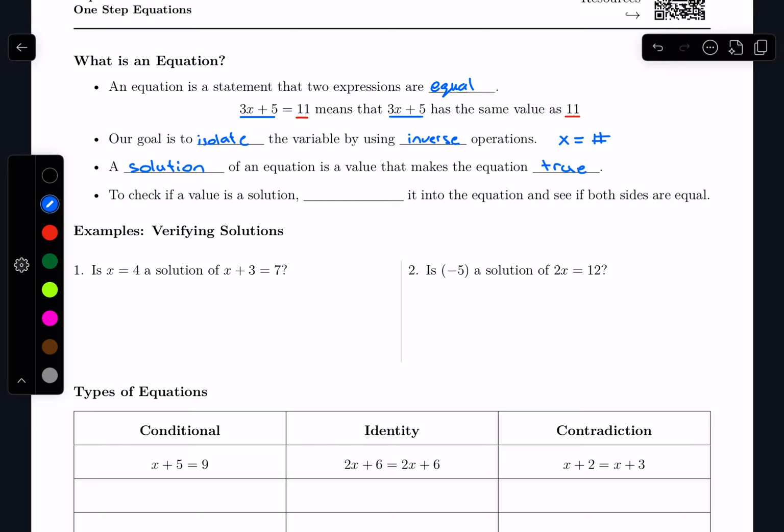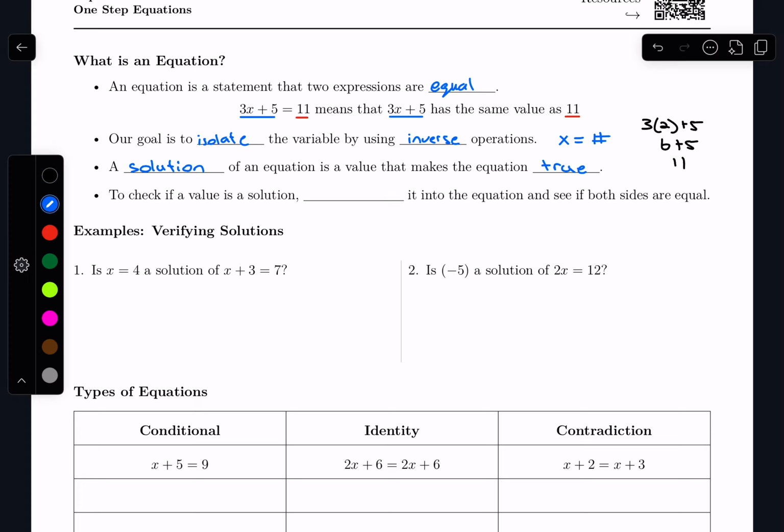So let's look back at 3x plus 5 equals 11. If I plug in x equals 2, I would have 3 times 2, because 3x, and if x is 2, 3 times 2, plus 5. That is 6 plus 5, which is in fact 11. And so x equals 2 would be the solution to 3x plus 5 equals 11. It is a value for the variable that makes the equation true.